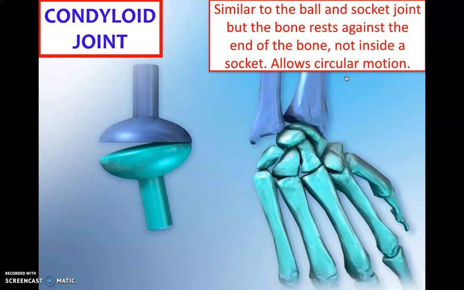So with your wrist, the best example I can think of right now is Harry Potter when he spins his wrist to cast a spell. Or if you're drawing a circle on a board, your wrist can go around in a circular motion.